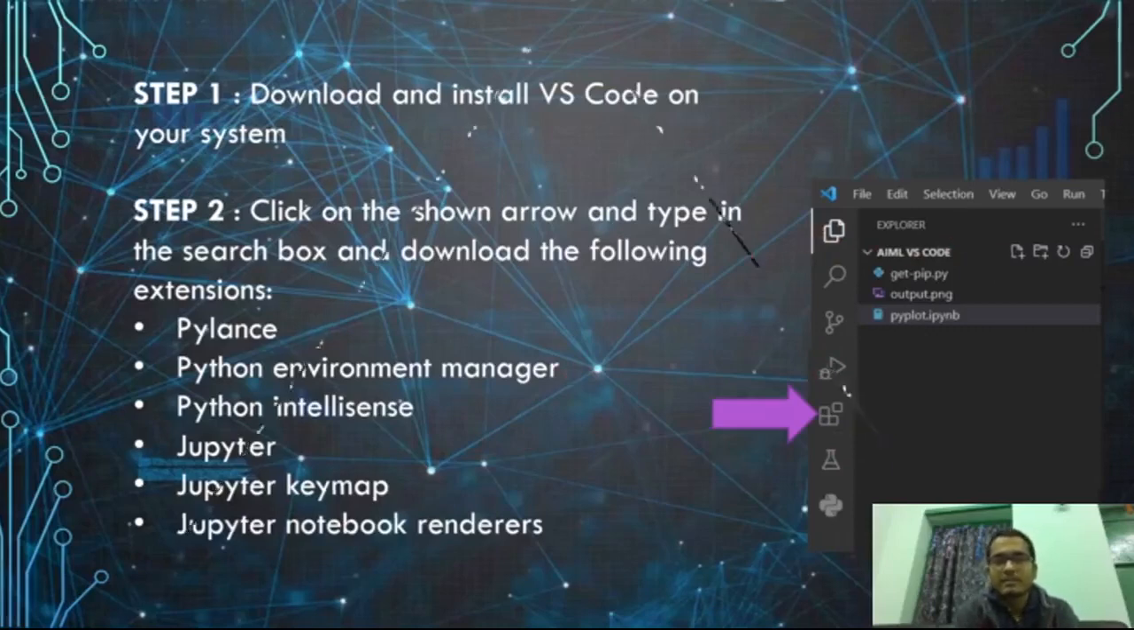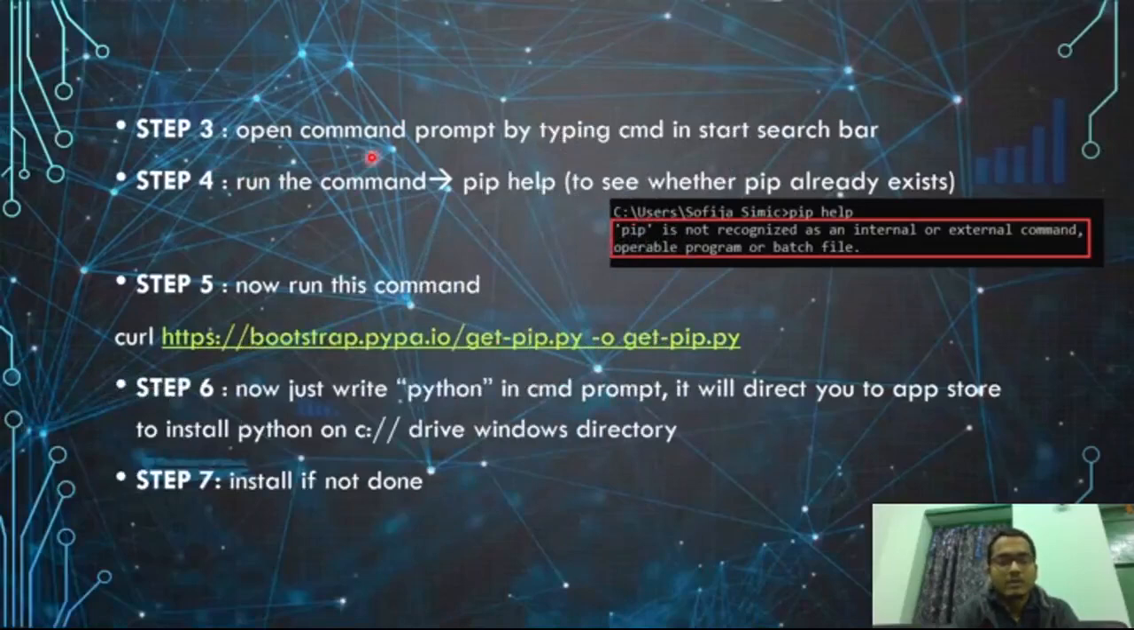So the next step is you must open command prompt. To do this, you can press Windows plus X and type cmd and then enter, or you can simply type cmd in the start button to open the command prompt. And then you need to run this command, pip help. This is basically to understand whether you already have pip installed on your system or not. Mostly you will not have it installed already, so it will tell you pip is not recognized as an internal or external command.